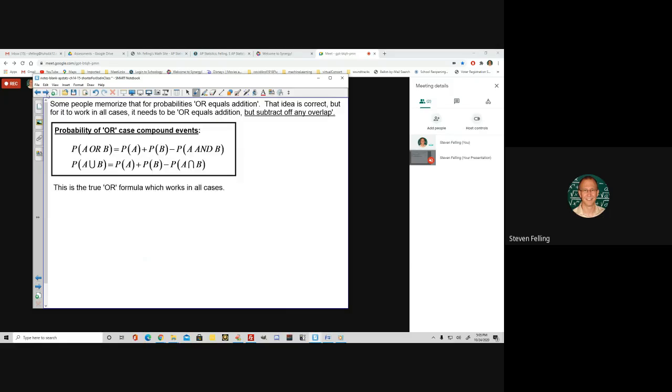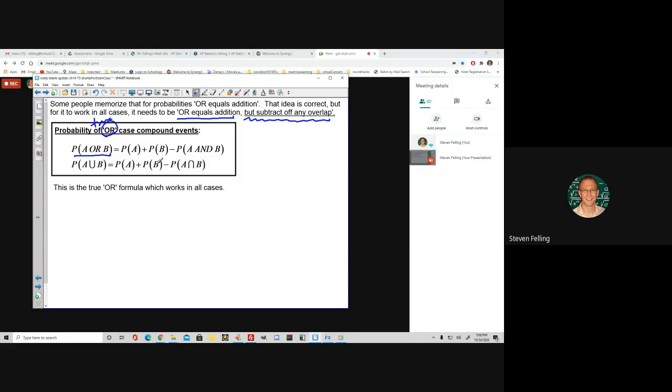All right. So we're going to use this to build a formula. I do want you to memorize that OR equals addition. Okay. We add probabilities if we have one thing or another, but we have to remember this too. We have to subtract off any overlap. So here's the true probability formula for OR cases. The probability of A or B, if A is some event and B is an event, like diamonds or clubs or diamonds and 5s or something like that, is the probability of event A plus the probability of event B, but minus the probability that A and B occur at the same time.